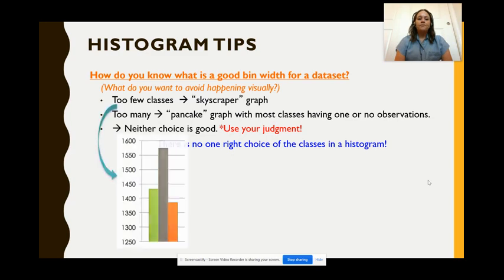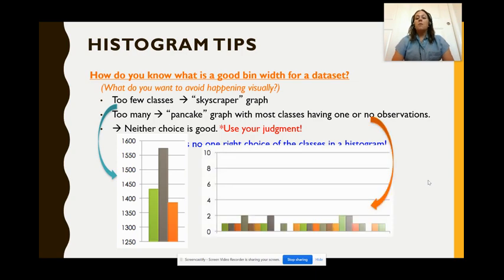For one, you want to avoid having too few classes. If you have a bunch of data crammed into only a couple bars, they're all going to be skyscrapers, these really tall bars. If you have a bunch of data spread out amongst a bunch of classes, you're going to end up with something called the pancake effect. You want to avoid either of these. In general, you have to use your judgment. My general recommendation is to have between 5 to 10 classes, meaning bars, depending on how much data. The more data, you want to have more like 10. The less data, maybe more like 5.